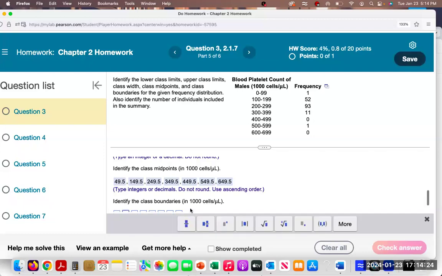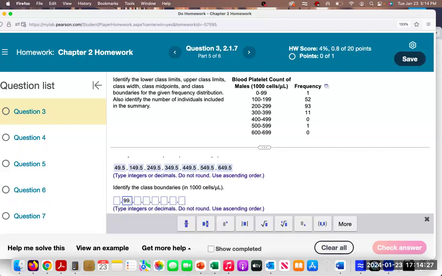So let's start. We get 99.5, and then the next one is going to be 199.5. And then we get 299.5, 399.5, 499.5, 599.5, and 699.5. And you can use the class width to find the first one since the width is 100. So if you go 100 down, you get negative 0.5.